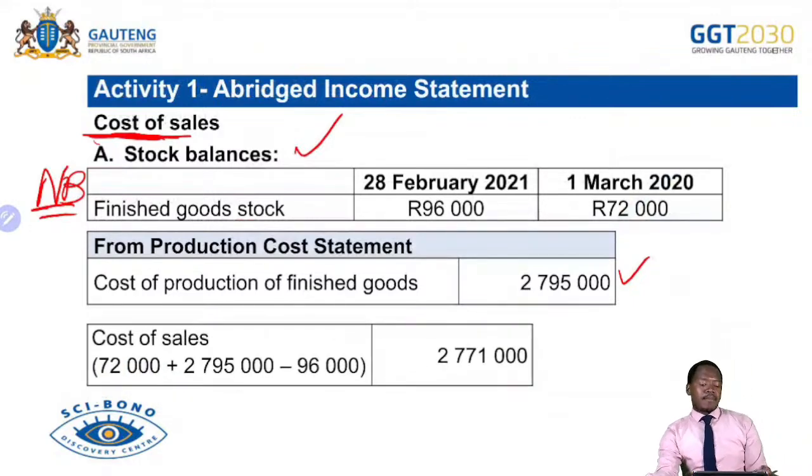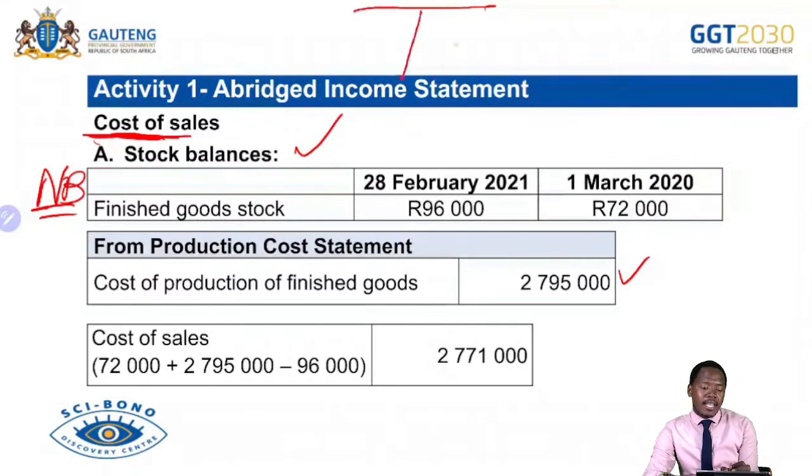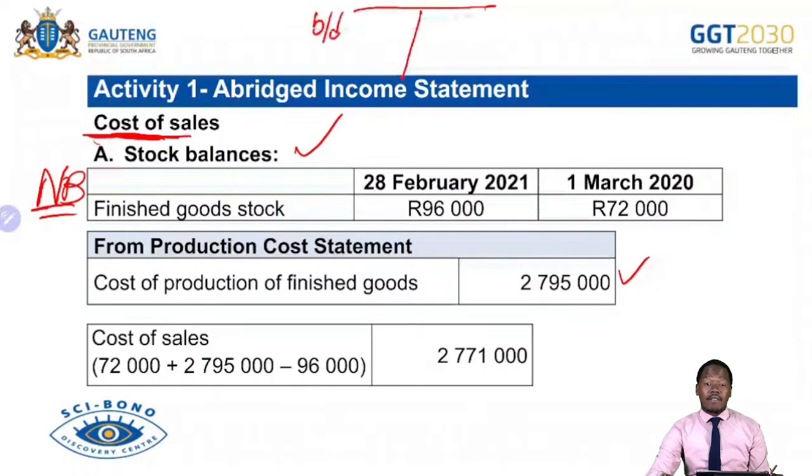Right, moving on, I have my cost of sales, grade 12. How do I calculate my cost of sales? It is my opening stock of finished goods plus my cost of production minus my closing stock of finished goods. Why am I doing it like that, grade 12? It is taking us back to the grade 11 ledger account of finished goods. So with the ledger account, remember grade 12, we used to have an opening balance of finished goods. We use a finished goods ledger account, which is 72,000.